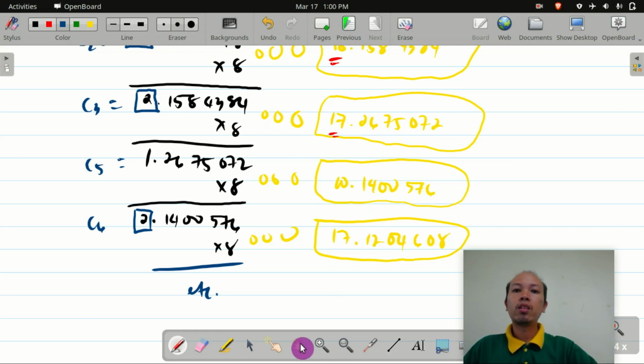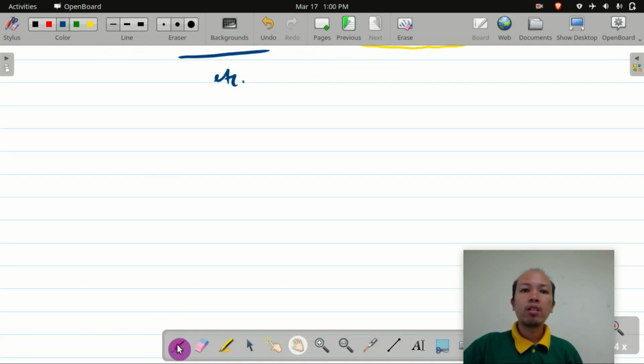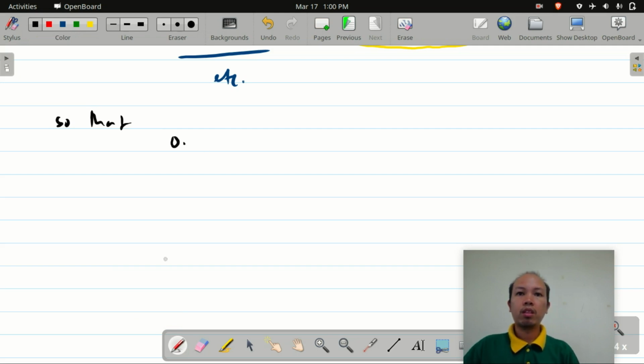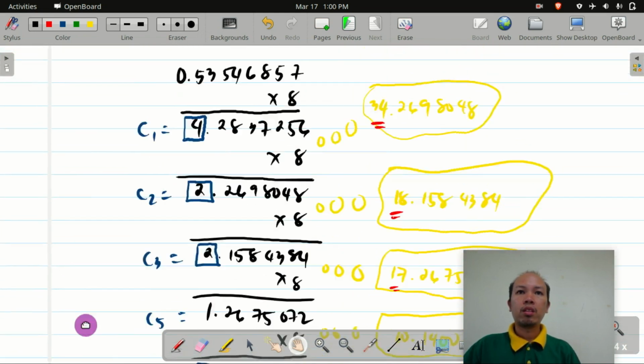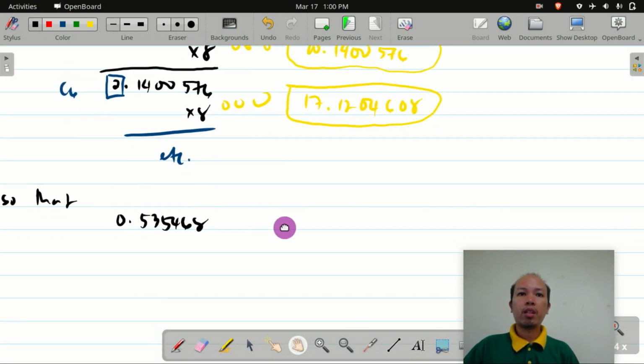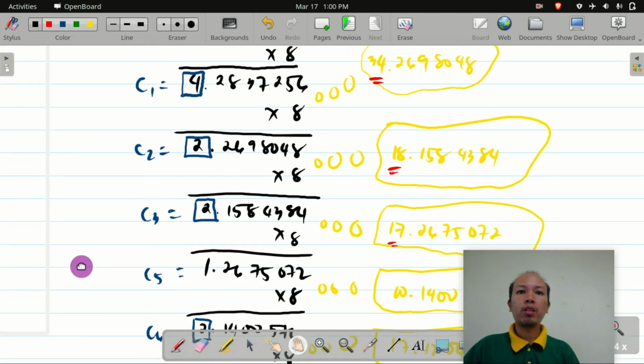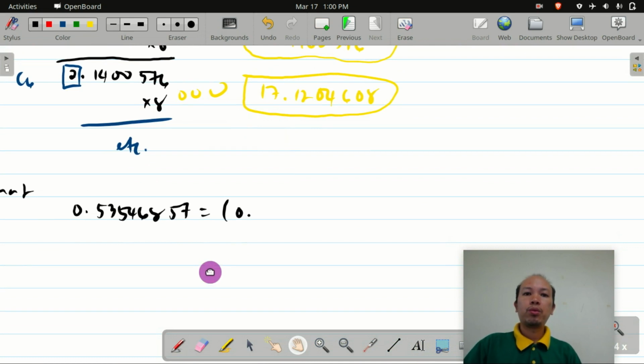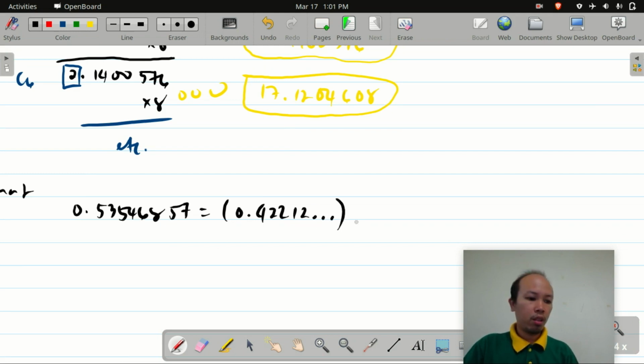So what we have here, our conclusion, so that 0 point 5354 6857 in base 10 is 0 point that we have here, 42212, 42212 that we have in base 8.